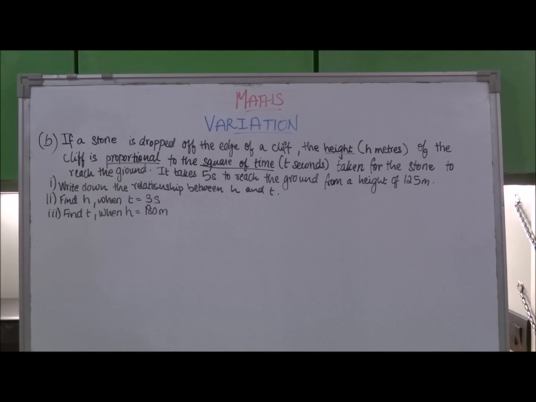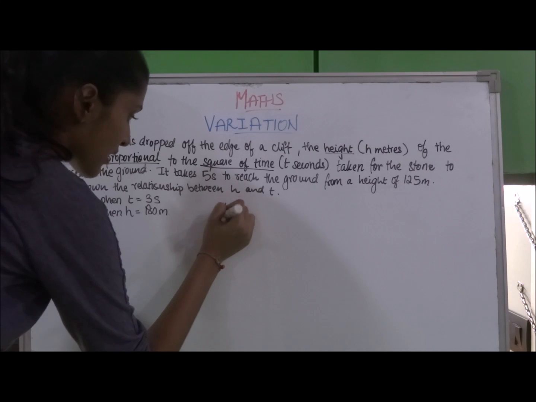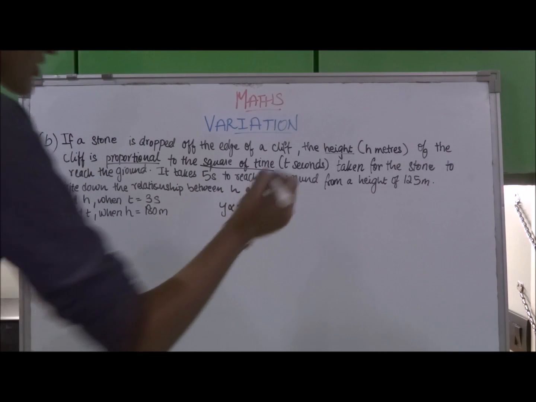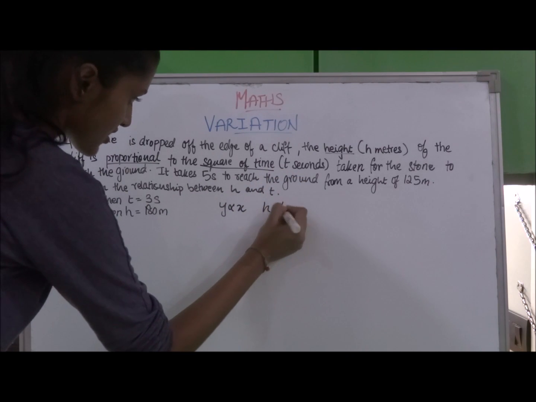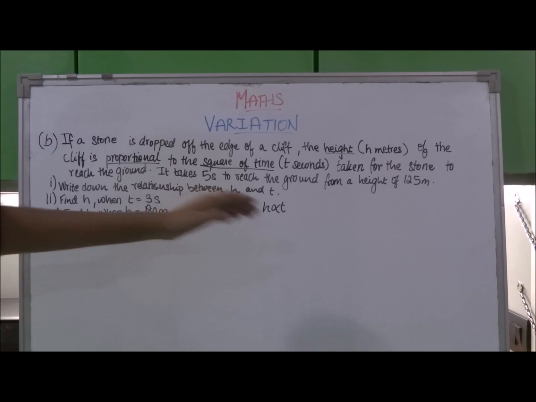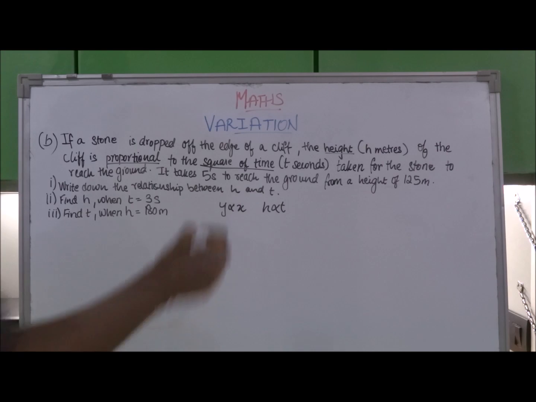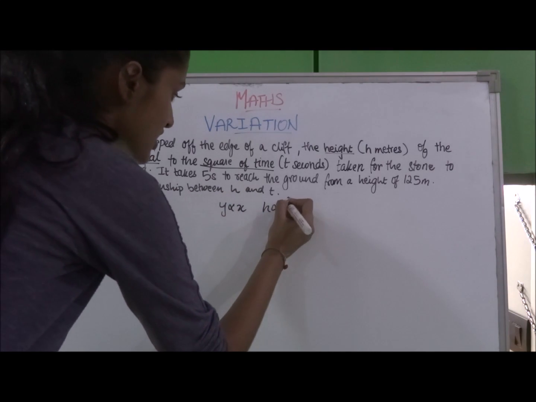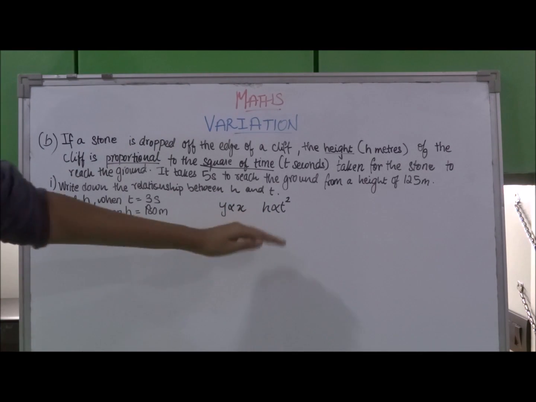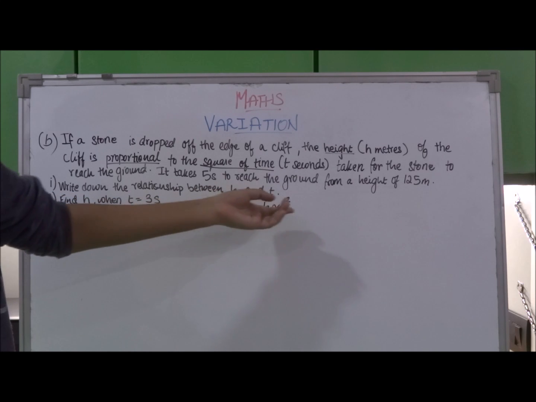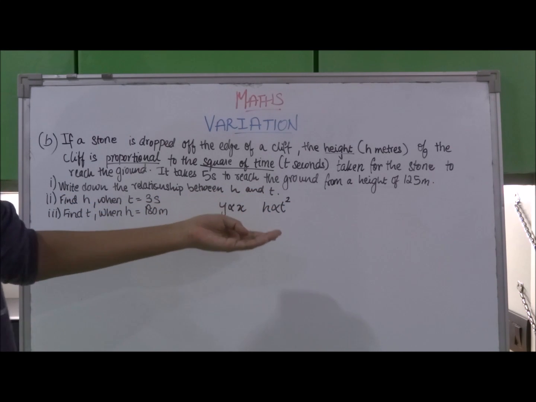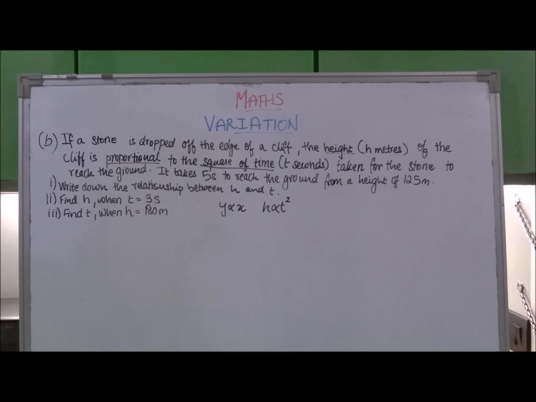Now this is very important. We have always done y is proportional to x. So here it would be h is proportional to t. But the case here is this is the square of the time and not only t. So h will be proportional to t square. Nothing changes, just h will be proportional to t square rather than h being proportional to t.